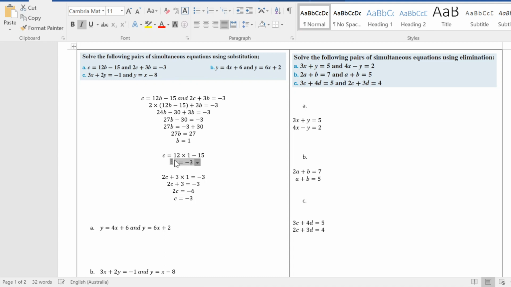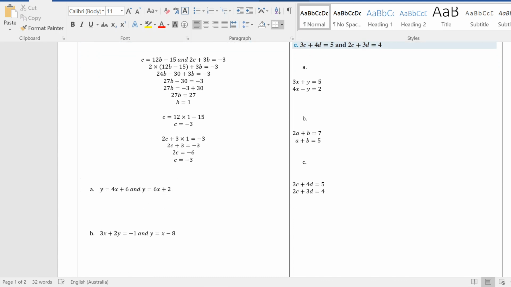Notice how we get both the same c value there. So there's your answer for part A. Let's go through and do part B together. Now, I am going to be skipping a little bit of working when it comes to this one.